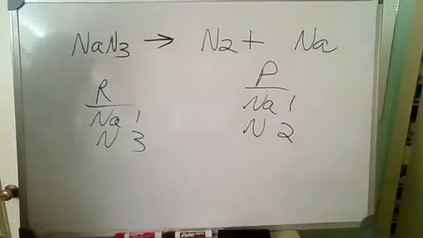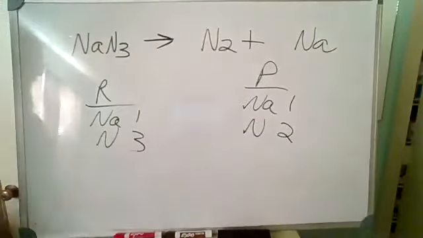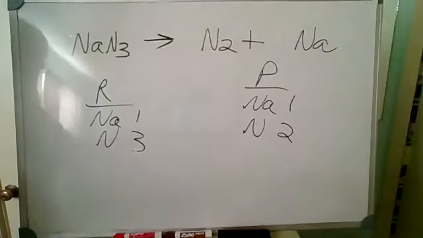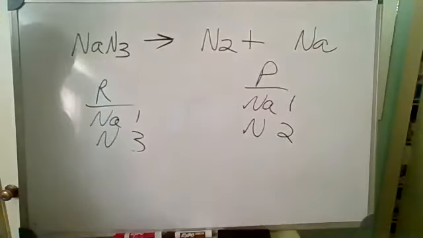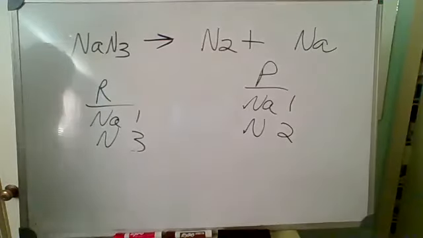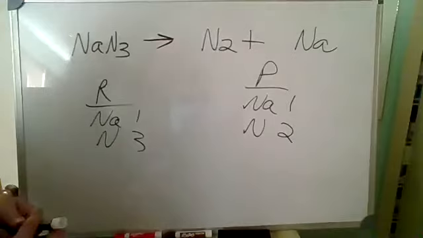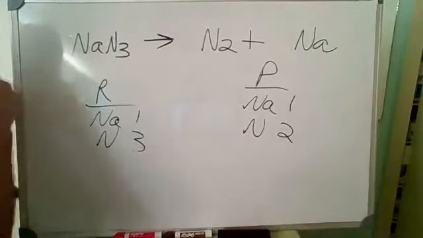Yes, very good. We have an odd number here and an even number there. The sodiums are already balanced. We have an odd number of nitrogens on the reactant side, the even number on the product side. So the lowest common multiple of 3 and 2 is 6. So I'm going to want to make 6 nitrogens on both sides. So I'm going to put a 2 here. 2 times 3 is 6.